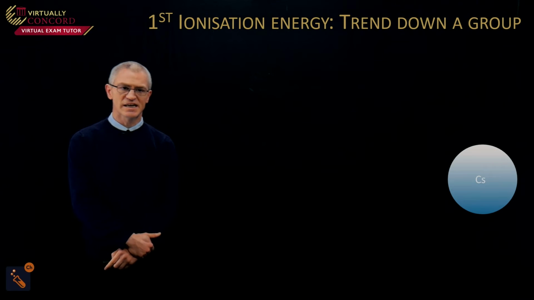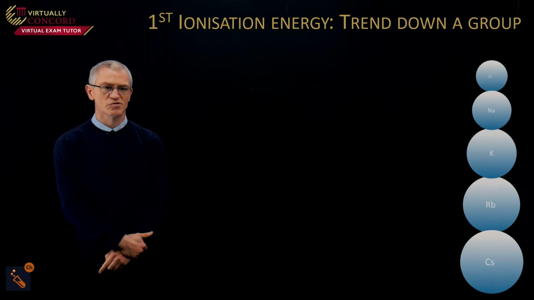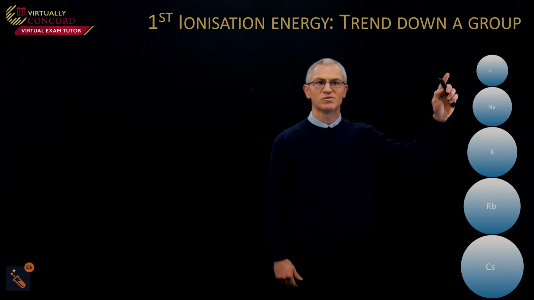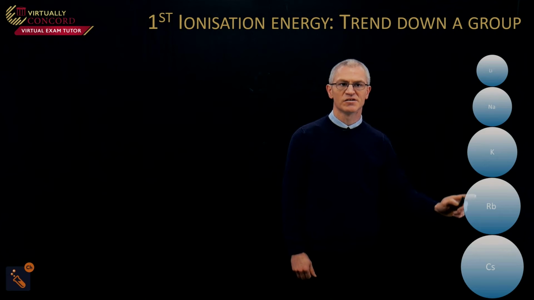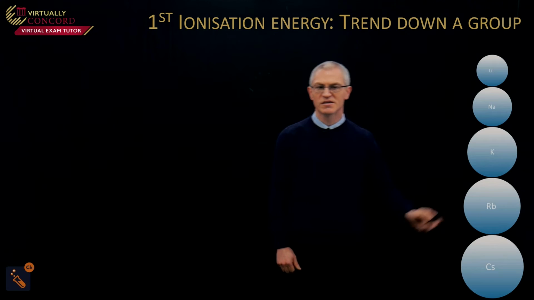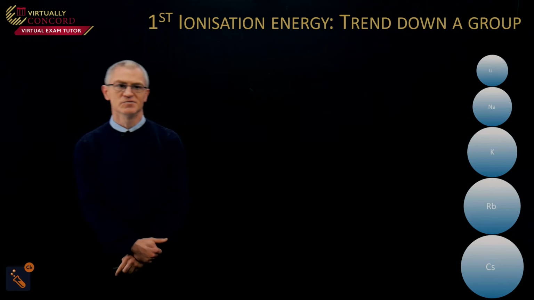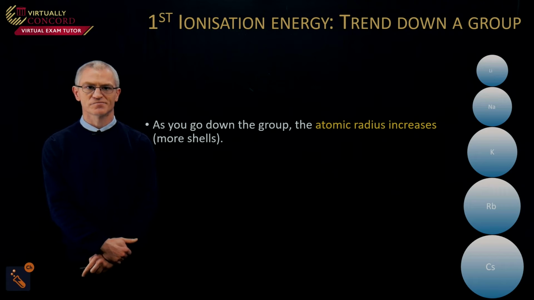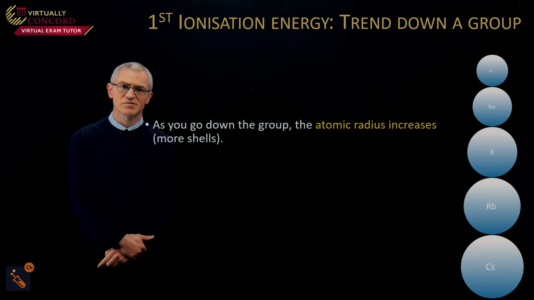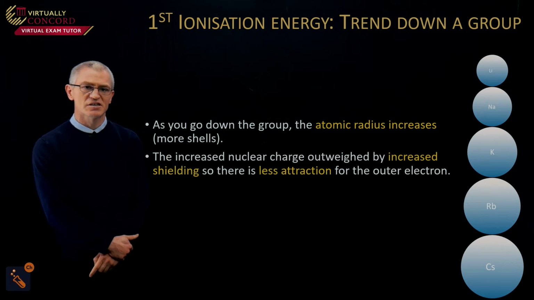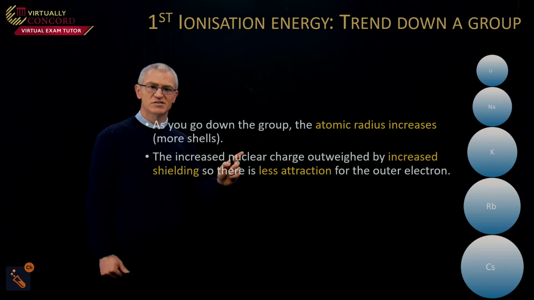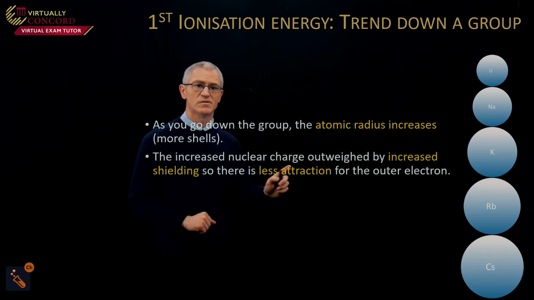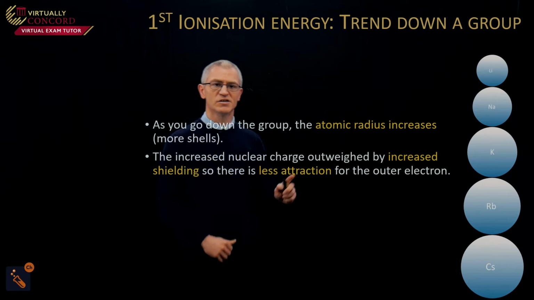Now let's look at the trend down the group. So we've got group 1 again here, and you can see as we go down the group, using our previous knowledge, we know that the number of shells is going up. Because the number of shells is going up, the size of the atom is growing. So the atomic radius is increasing. Because the atomic radius increases, you get increased nuclear charge. Notice we don't highlight increased nuclear charge because you don't really need it in the questions.